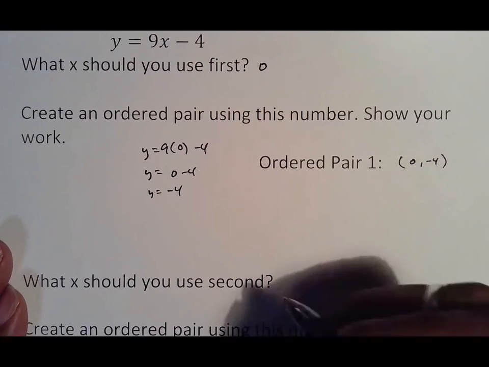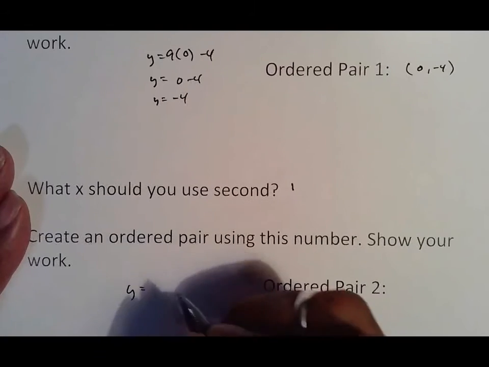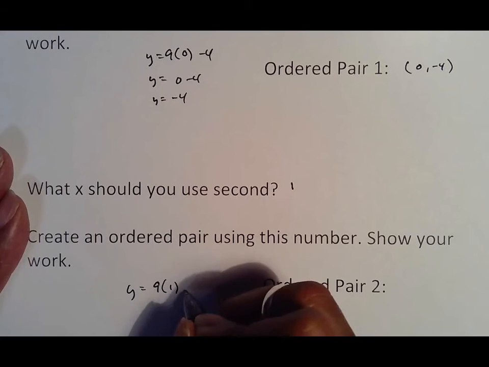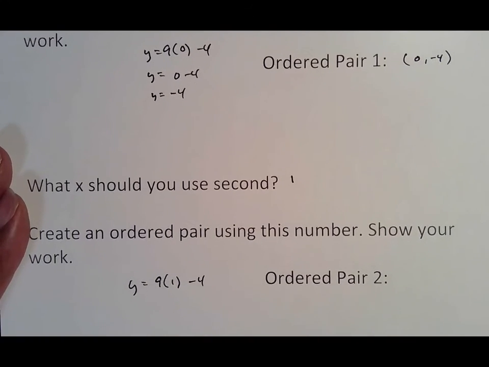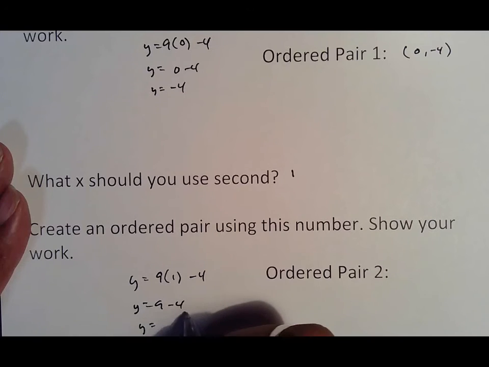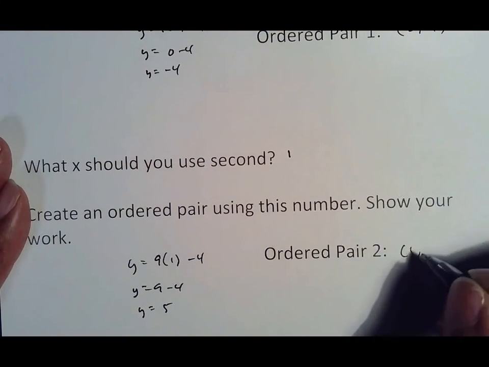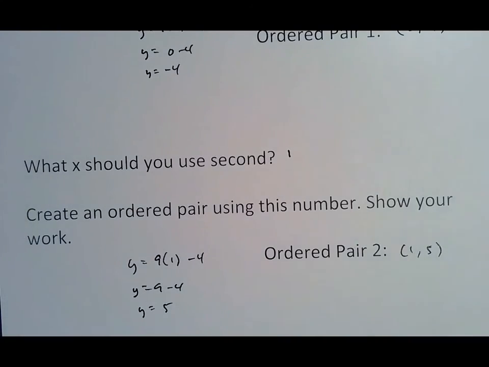What value do you use second? 1. So we put y equals, sorry, you can't see it, 9 parentheses 1 minus 4. Remember, anything times 1 is itself. And then 9 minus 4 is 5. So your second ordered pair is 1, because that's x, comma, 5, because that's y. All right.